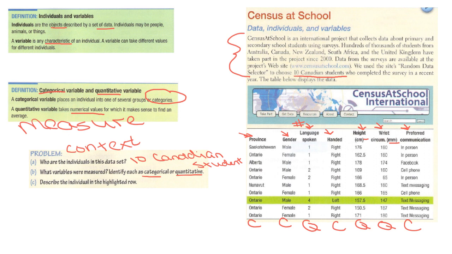And then part C here asks you to describe the individual in the highlighted row. So focused on this person right here. This is getting used to that concept of using context for all of our problems. All of your open-ended questions, at least one point is going to come from, did you do context of the problem? So if I'm describing that student, I would say that they live in Ontario. They are a male. They speak 4 languages. They're left-handed. They are 157.5 centimeters tall with a wrist circumference of 147 millimeters, and they prefer text messaging.